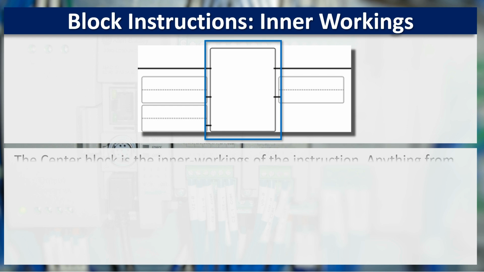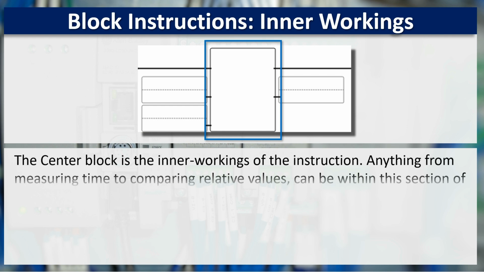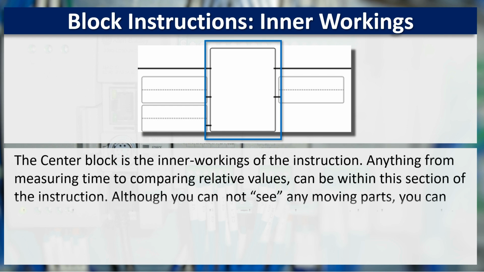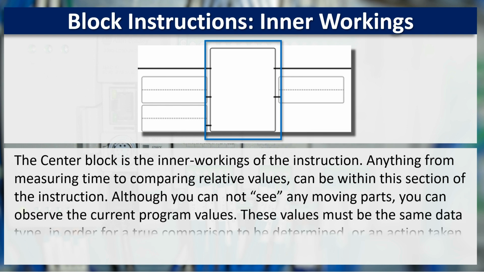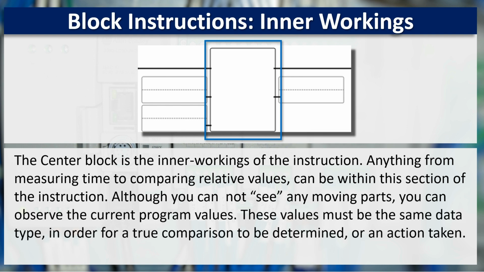The center block is the inner workings of the instruction. Anything from measuring time to comparing relative values can be within this section of the instruction. Although you cannot see any moving parts, you can observe the current program values. These values must be the same data type in order for a true comparison to be determined or an action taken.